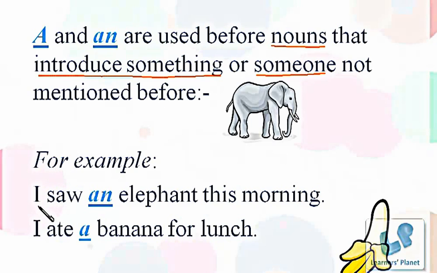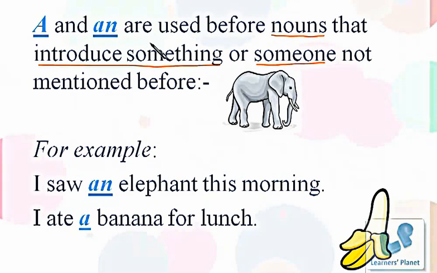So for example, it could be, I saw an elephant this morning. So over here, this elephant isn't mentioned earlier, but it is being talked about now. The other one is, I ate a banana. So now this banana over here is not mentioned, but I ate it for lunch. So now I am talking about it. And this is not mentioned before, so the listener is not aware of the banana. I hope you understood this usage of a and an.